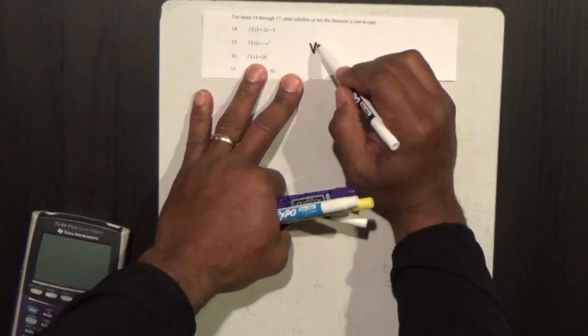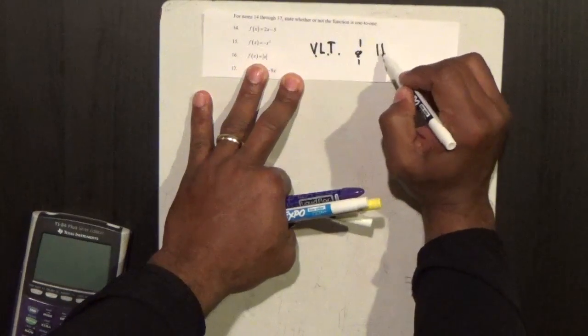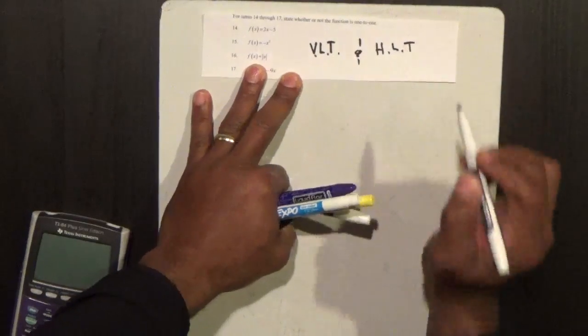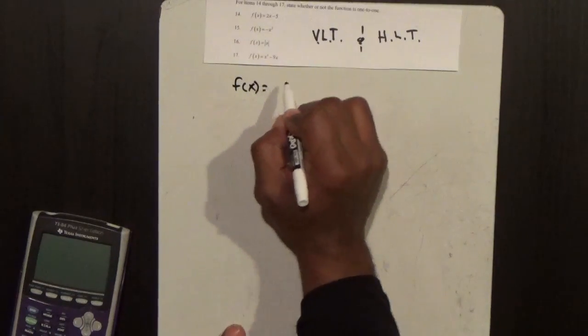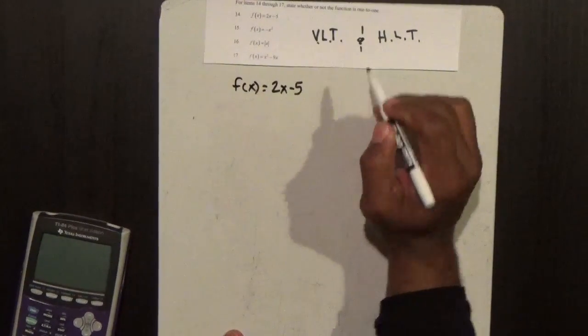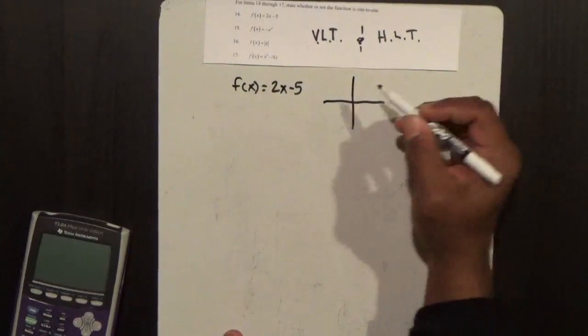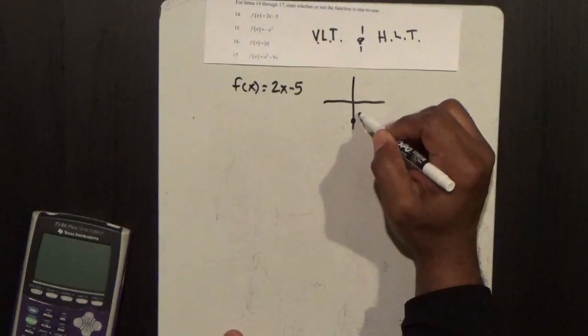14 through 17, they're asking us to state whether or not the function is one-to-one. In order to figure out whether something's one-to-one, if it's a function, it already passes the vertical line test. But it also has to pass the horizontal line test. So let's graph these and see if they're one-to-one. F of x, and you can look right in your calculator if you would like. F of x is equal to 2x minus 5 is a line. It's linear. It goes through y-intercept at negative 5, and it goes up 2 over 1.